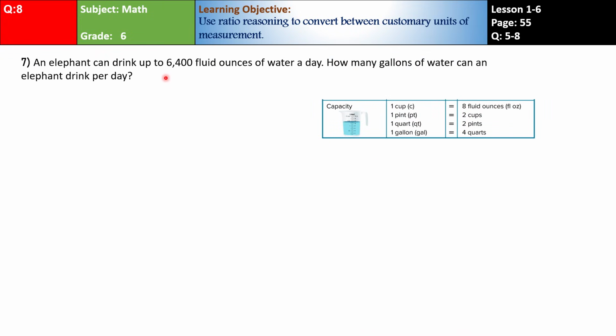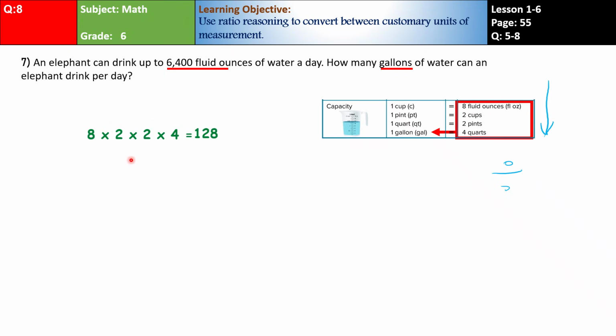In this question, we are going to convert fluid ounces to gallons. Again, if you look here, fluid ounces is at the top and gallon is at the bottom. So we are going downwards. So what we are going to do here is divide. First, you can convert them all into one calculation. For that, you can write 8 times 2 times 2 times 4. That will give you 128.